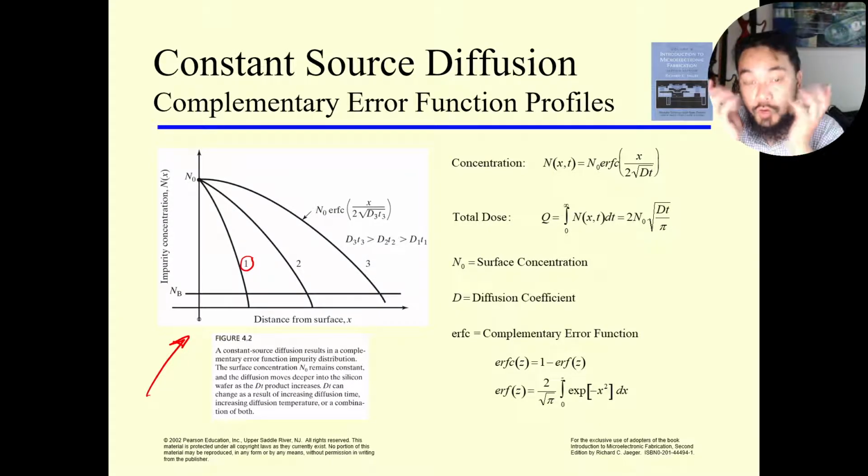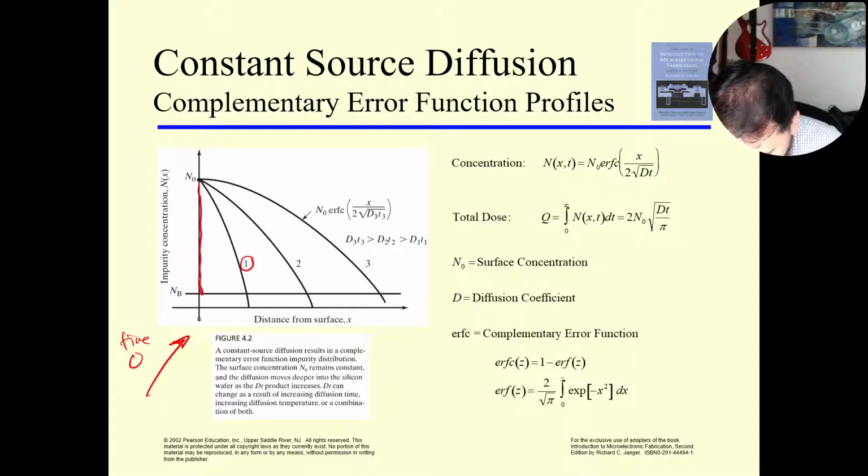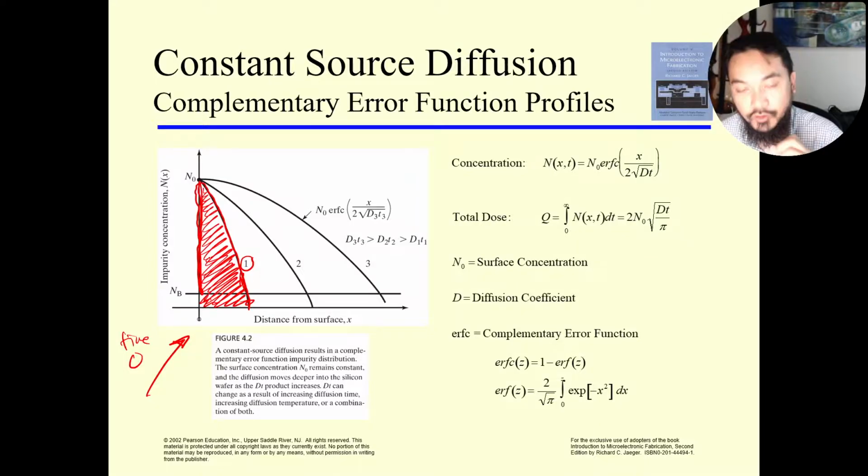So let's say after 1 hour, this is the profile. At time equals zero, you can say that all the impurities are on the surface. After 1 hour, some of them will diffuse to this, which means all this area of volume is occupied by the diffused impurity atoms.